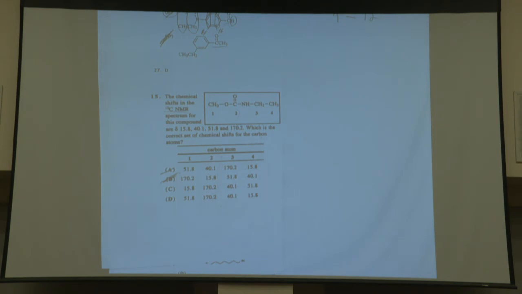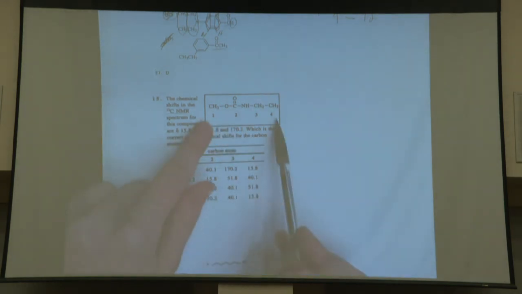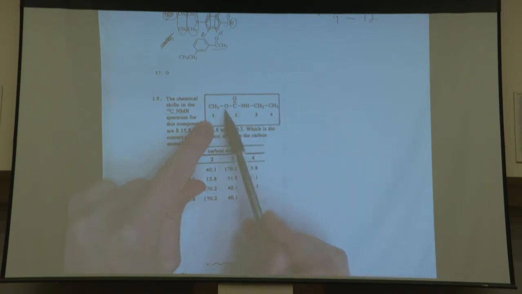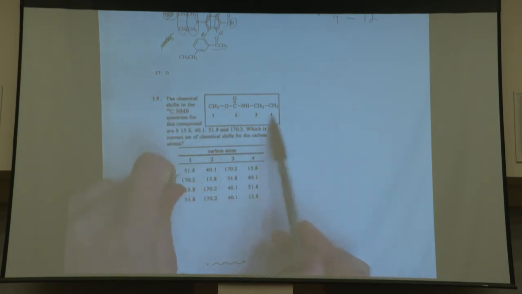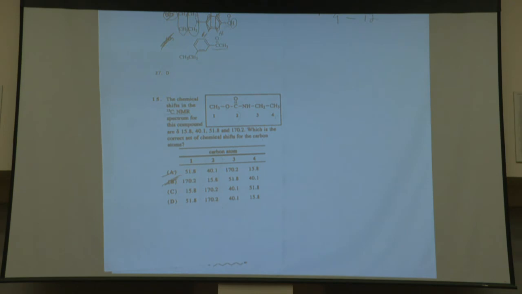So now how do I distinguish between C and D? Well, we can use the same thing, right? Out of 1 and 4, which one should have a higher number? 1, right? 1 is right next to an oxygen. 4 is all the way out here. It has way less electronegativity affecting it. Number 1 should have a higher number. So between C and D, which one has 1 with the higher number? D, right? In D you have a 51 versus a 15. In C you have a 15 versus a 51. So that's why D is the answer.